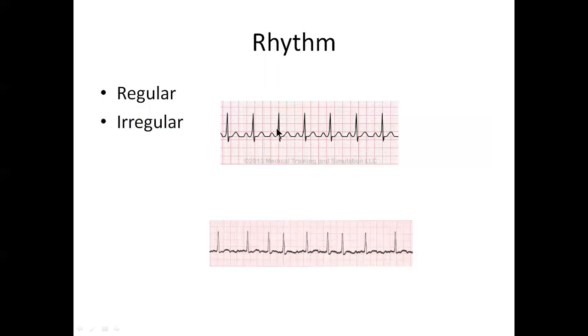Now compare this one to this. You see that this one has 5 squares, this one has 3, 2, and then again 3. So this is very irregular. Okay, so we say this is a regular rhythm and this is an irregular rhythm. We'll learn more later on this subject.